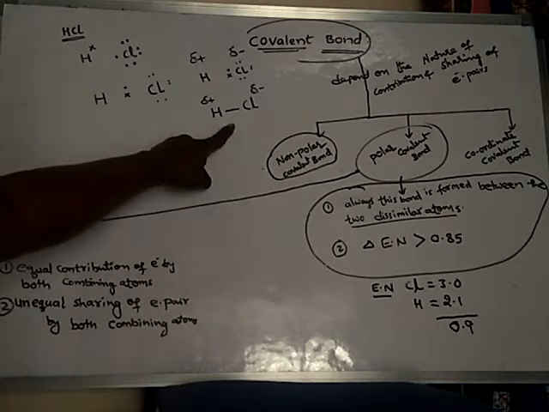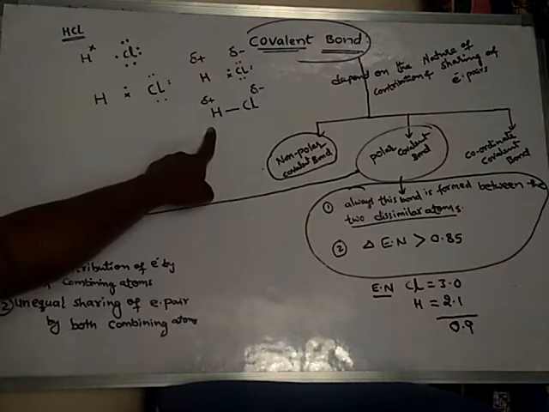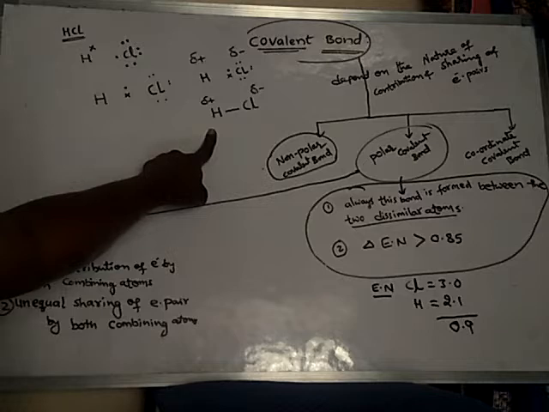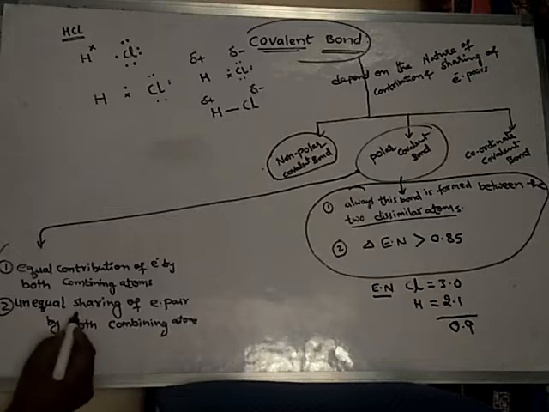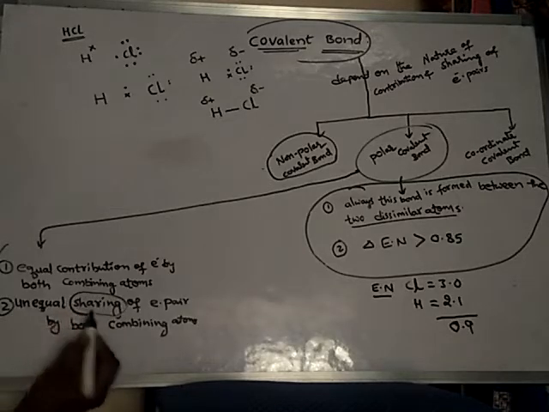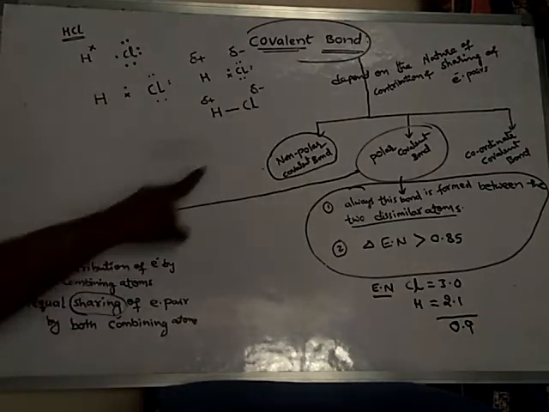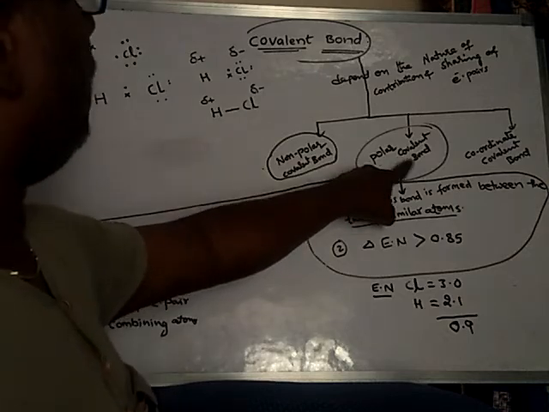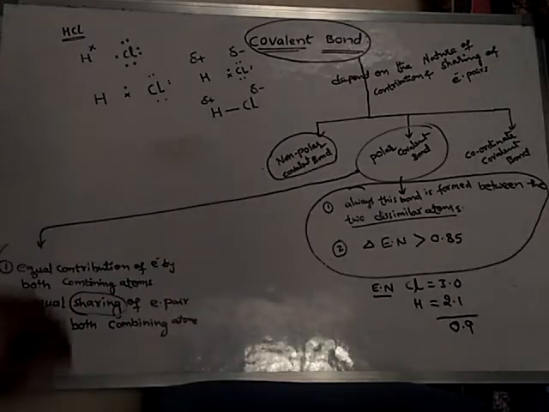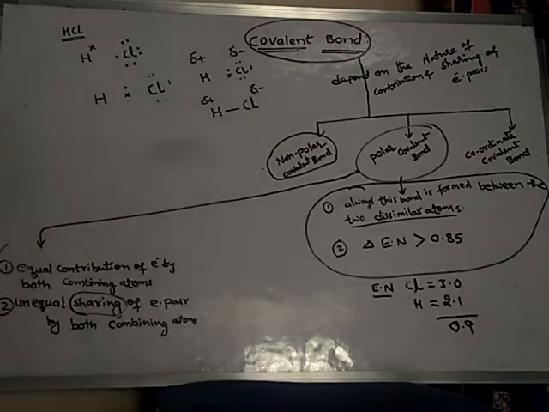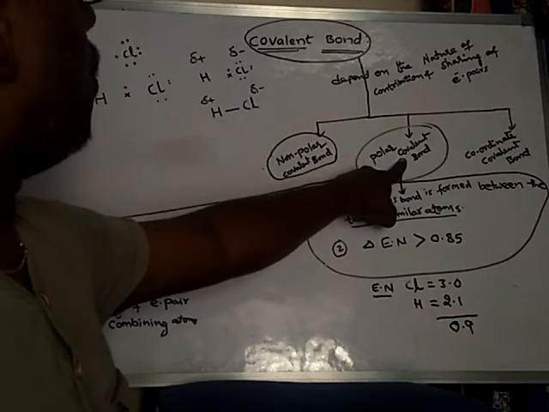Why is it called polar? Because it has opposite poles, one end a negative pole and the other a positive pole. And this bond is formed due to sharing. Here also sharing of electrons is taking place. Hence, it is said to be a covalent bond. Always remember that a covalent bond is formed due to sharing of electrons. Hence this bond is said to be a polar covalent bond.